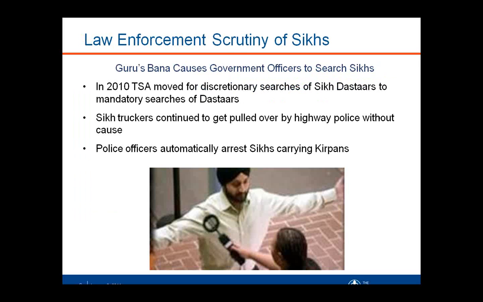Law enforcement scrutiny of Sikhs. We've learned since 9/11 that the mere act of maintaining our bana causes government officers to search us, perhaps unfairly. And this year was a bad year in that regard. Just 2 months ago or so, the TSA, the Transportation Security Administration, announced that rather than discretionary searches, meaning the screener at an airport has discretion over whether to do an extra search of a Sikh star, those searches are now mandatory.